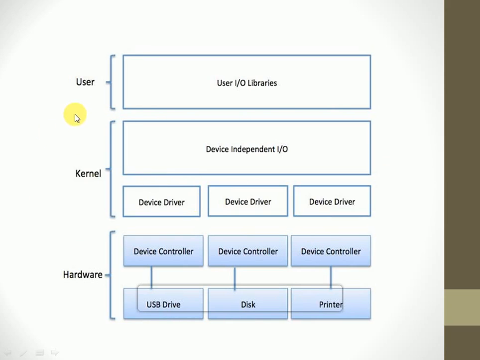This is the figure for device management. There are three levels: user level, kernel level, and hardware level. At the hardware level, there are hardware devices like USB and other external hardware, having device controllers for the respective hardware. This is connected to the kernel level, and each device has its own device drivers.